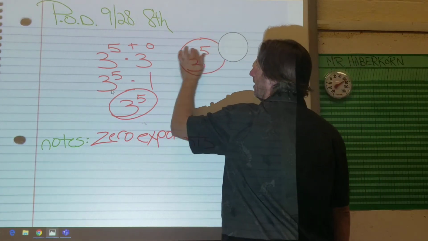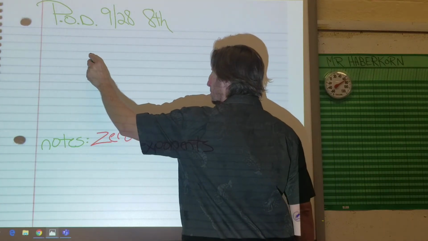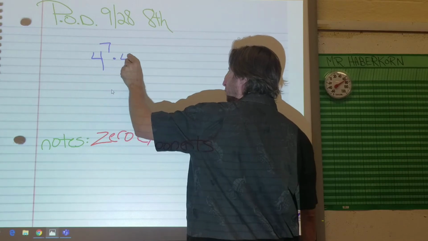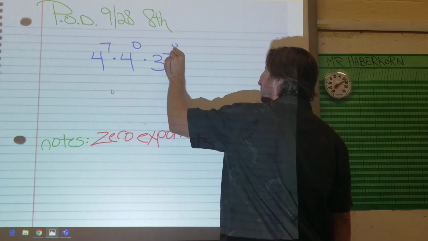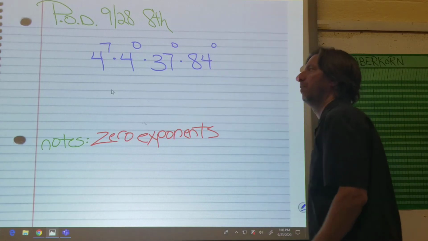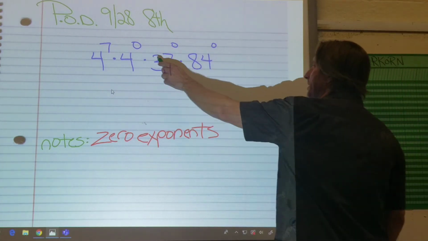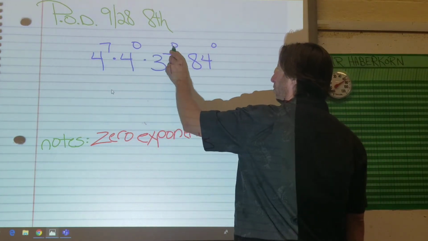So what if I said 4 to the 7th times 4 to the 0 times 37 to the 0 times 84 to the 0, right? Looks like a difficult problem. These 0 exponents are actually easy if you think, all right? I can't add these together. They all have different bases. What I can do is turn them all into 1.